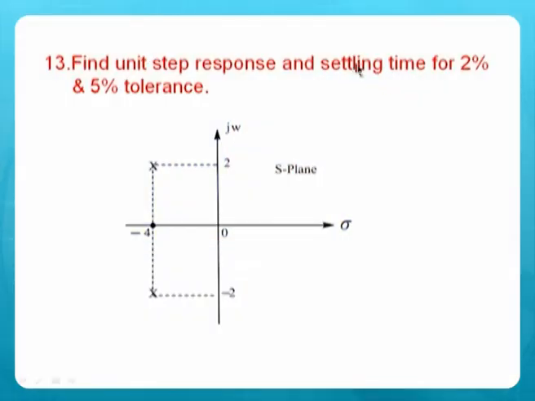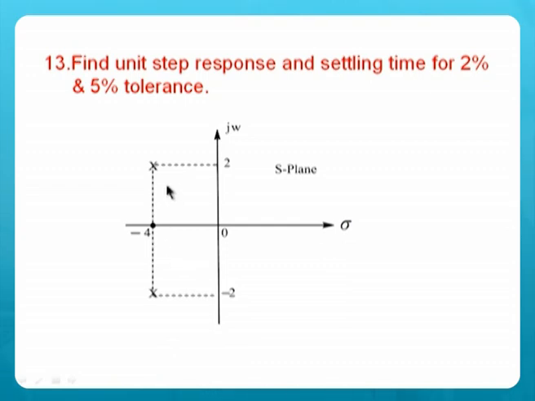Unit step response we need to find out, and settling time also to be calculated, both for 2% and 5% tolerance. The definition of settling time is the time required for the response to reach and stay within the tolerance limits. So 2% and 5% are to be considered to calculate settling time. So the system is given in the form of a pole zero diagram here.